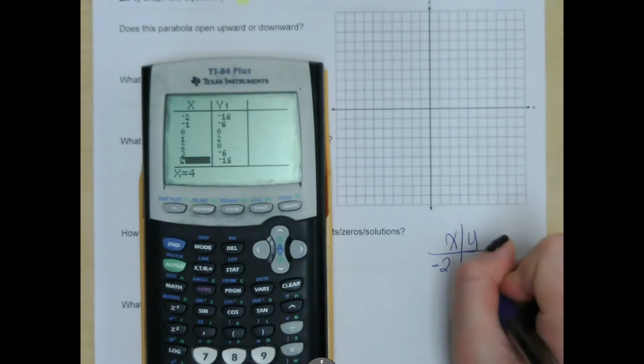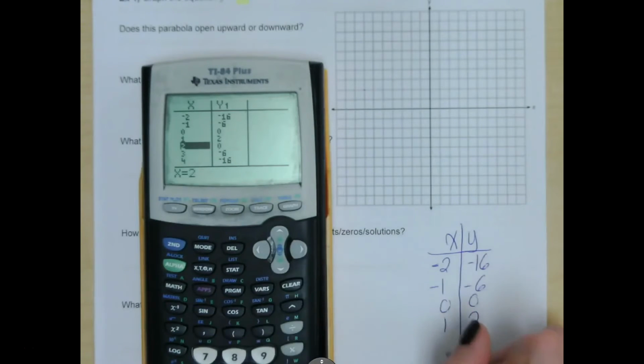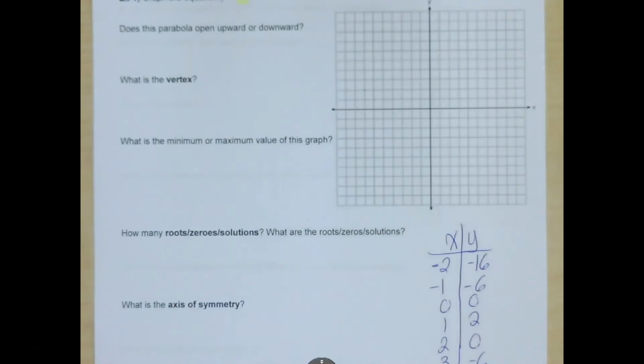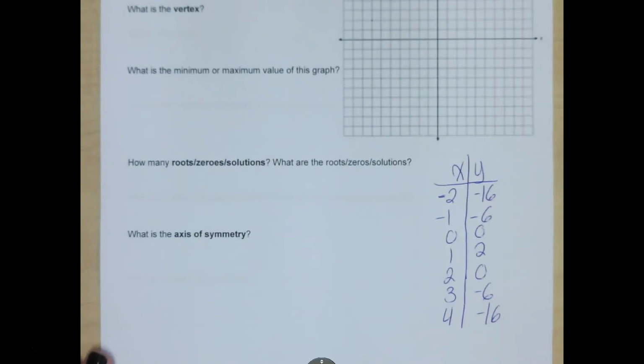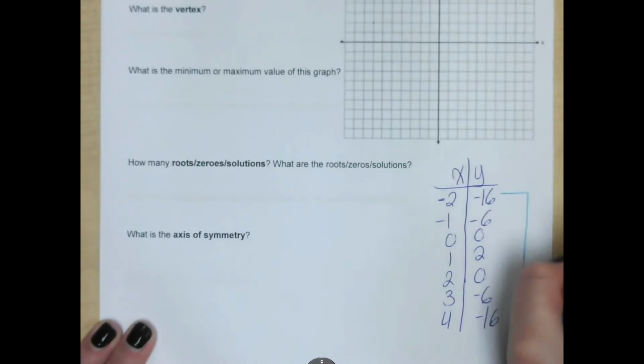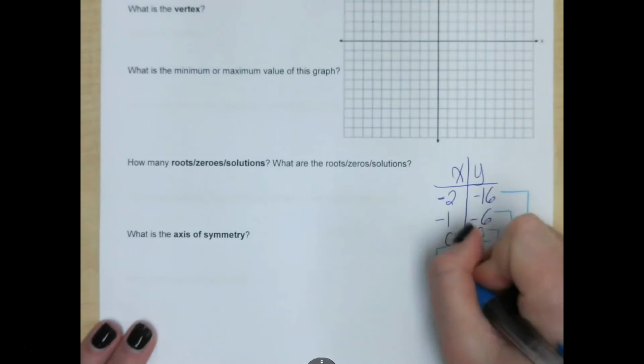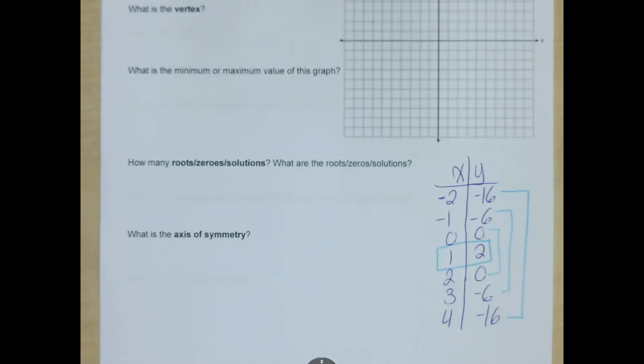So we have negative 2, negative 16, negative 1, negative 6, 0, 0, 1, 2. Now it's going to flip-flop on me. Now I have 2, 0, 3, negative 6, and 4, negative 16. All right. Here it is at the bottom. Make sure that you guys copy all of those points down. And then one more time, I can see here that it is symmetric. Because again, I got my negative 16s, my negative 6's, my 0's. And then what was this point right in the middle called?